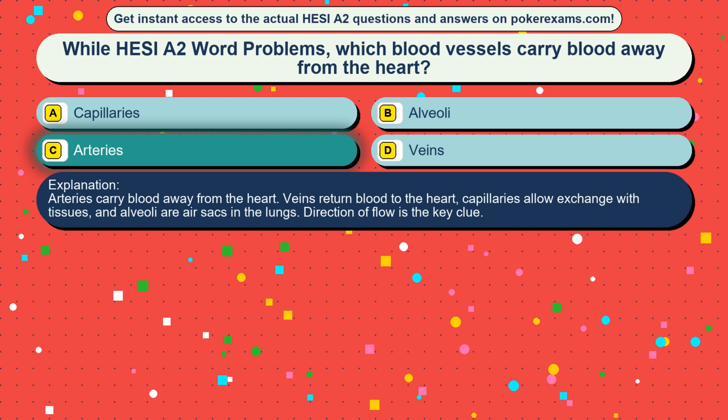Veins return blood to the heart. Capillaries allow exchange with tissues, and alveoli are air sacs in the lungs. Direction of flow is the key clue.